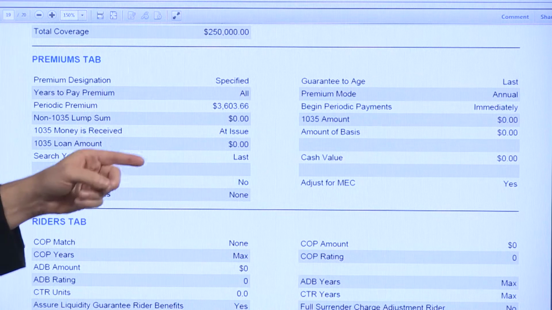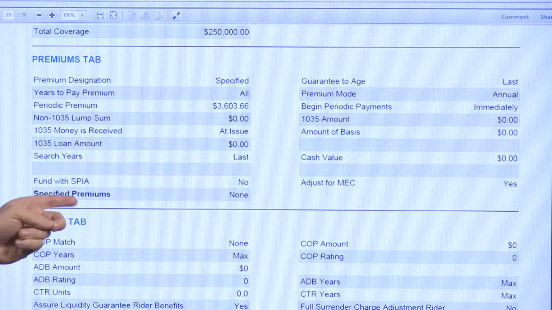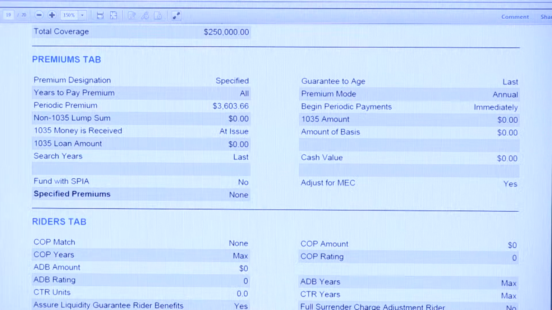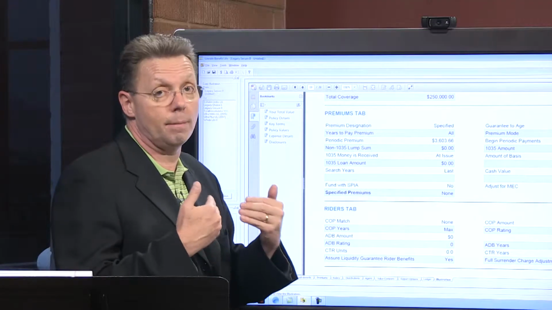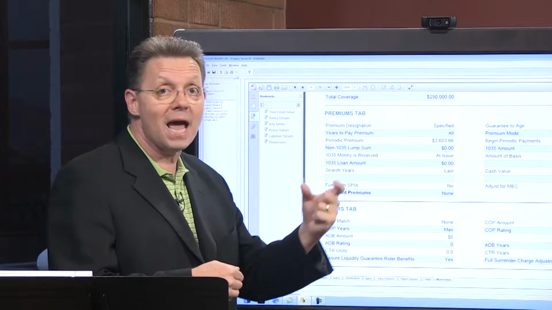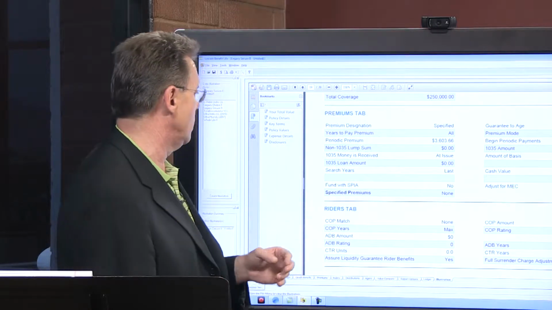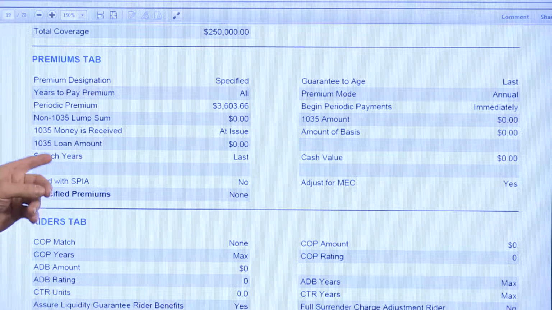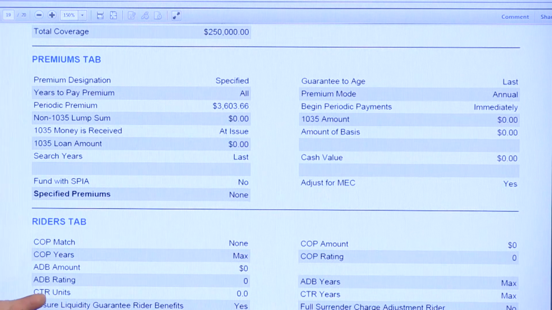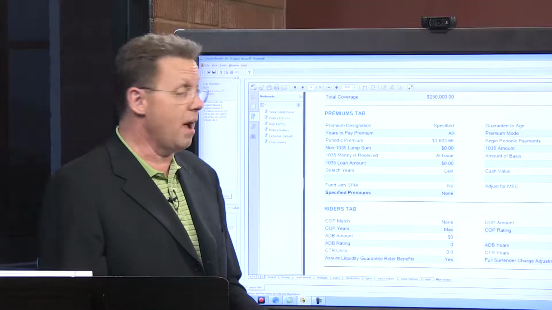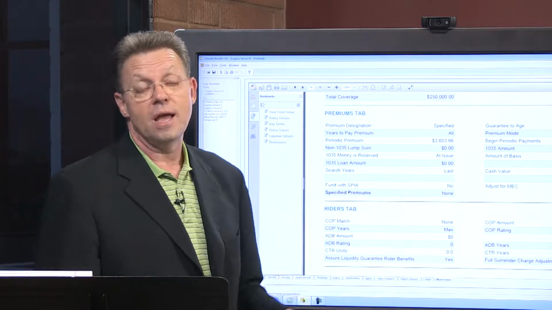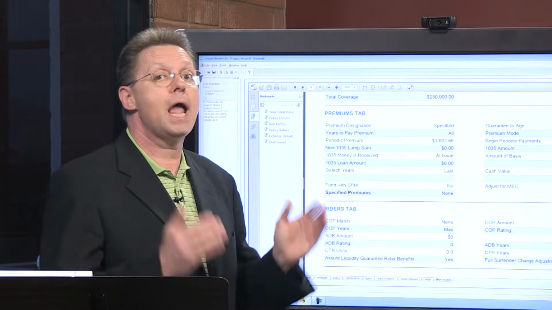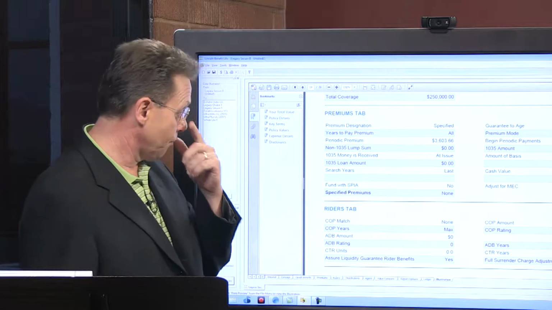Is it going to be at issue? And I want to know, are there any loans? Because you could carry over some of your 1035, and it may have some loans on it. I need to know what part of that is pure cash and what part of that is policy loan. And I also want to know, how many years did I solve for to keep the guarantees online? I could have solved to age 90. I could have solved to age 85. In this case, I said last, and last, in their language, would be age 121.